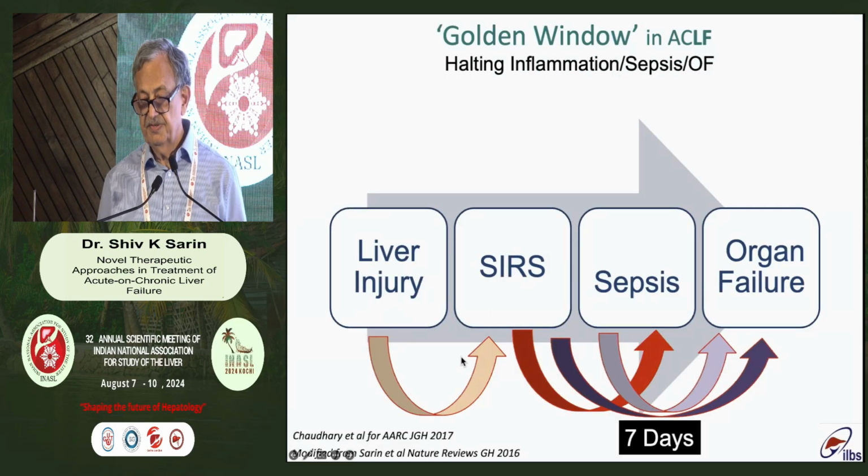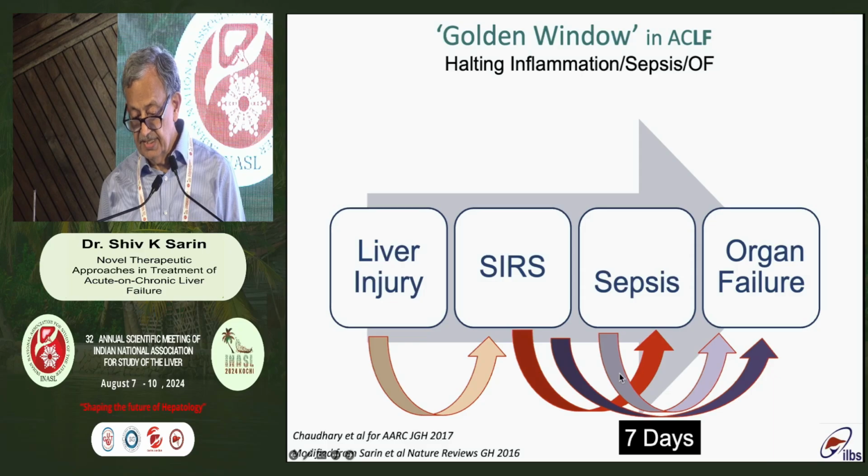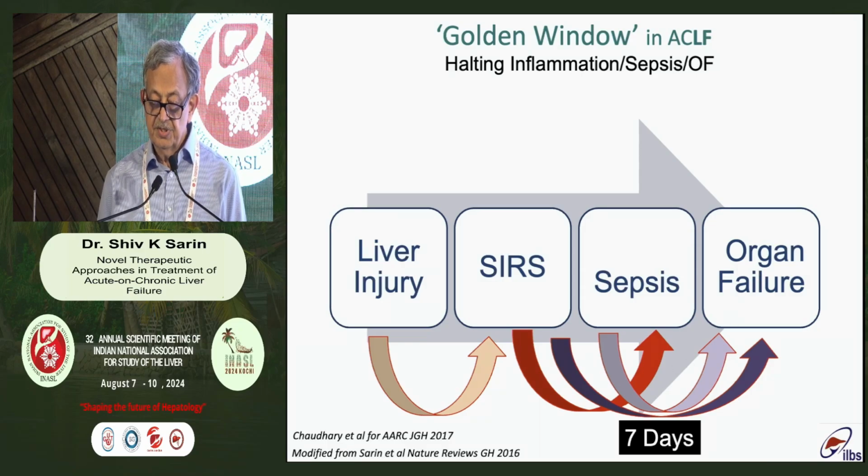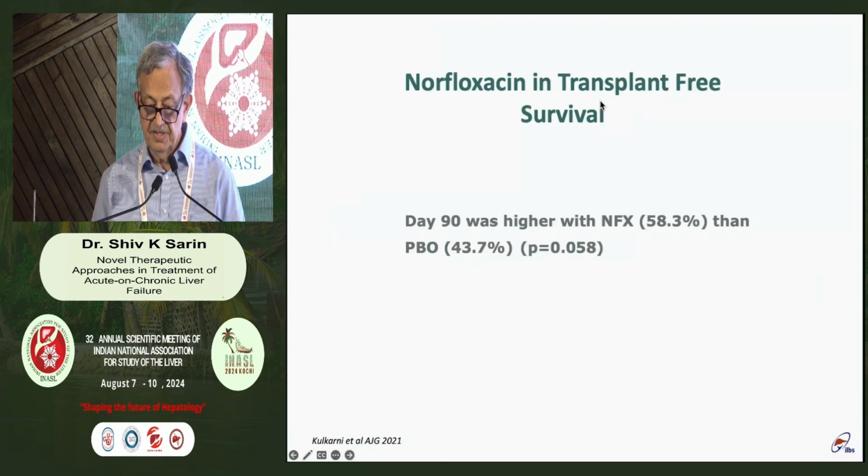Liver injury, cell deaths, DAMPs, all these lead to production of SIRS. Now SIRS can go to sepsis. You are waiting all the time for sepsis, but remember SIRS can directly lead to organ failure. So remember, halting inflammation is important, and this is the golden window.